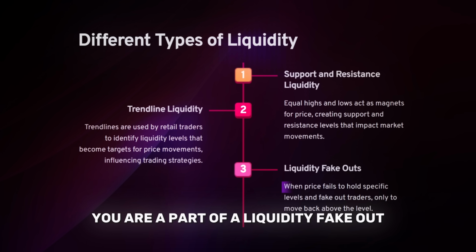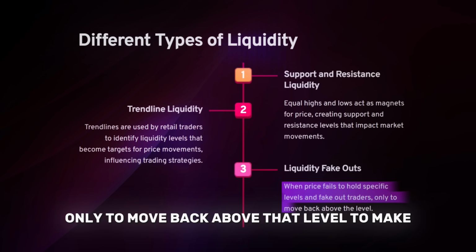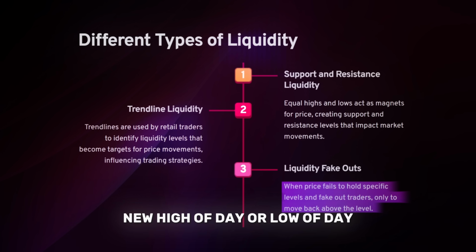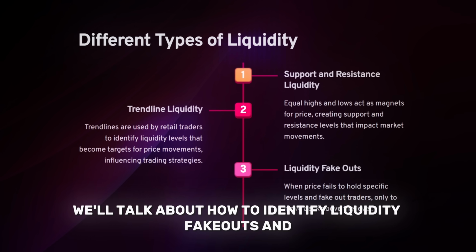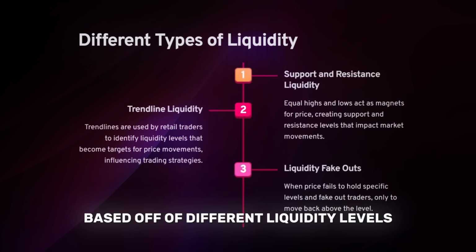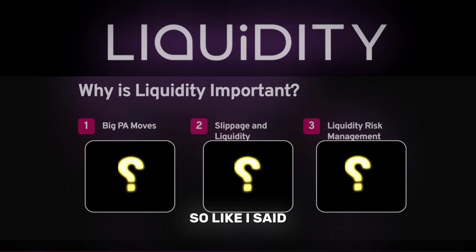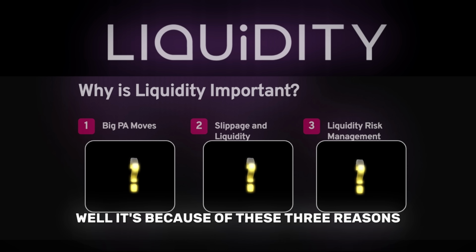this most likely means that you were a part of a liquidity fakeout. This happens when price fails to hold specific levels and fakes out traders, only to move back above that level to make a new high of day or low of day, whichever direction you are trading. We'll talk about how to identify liquidity fakeouts and how to best put your stop loss based off of different liquidity levels. So, like I said, why is liquidity important for trading strategies? Well, it's because of these three reasons.